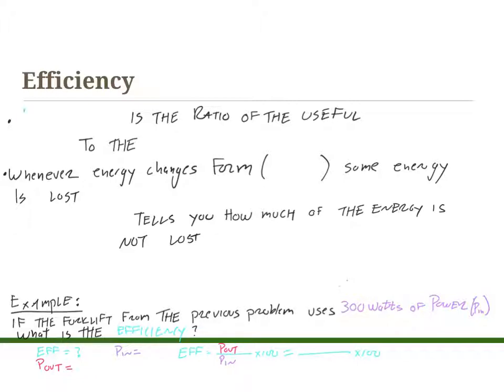So, efficiency is the ratio of the useful power output to the power input.